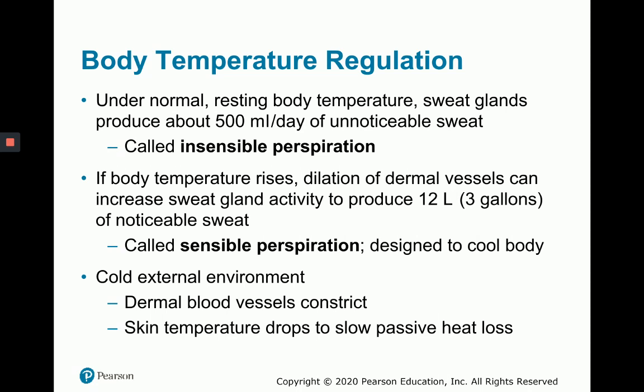And if it's noticeable sweat, we're going to call that sensible perspiration. And sensible perspiration is designed to cool the body through the property of water called high heat of vaporization. If you need to remember what high heat of vaporization is, go back to chapter 2. There's also the fact that sometimes the environment's not warm. Sometimes the environment's cold, and a cold external environment wouldn't cause the dermal capillaries to dilate. It would cause them to constrict, and that would send blood to deeper tissues, closer to your vital organs. But that would mean your skin temperature drops, and that would slow passive heat loss.